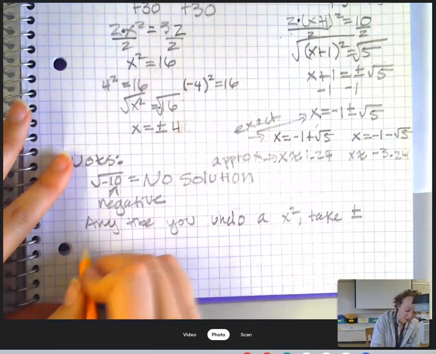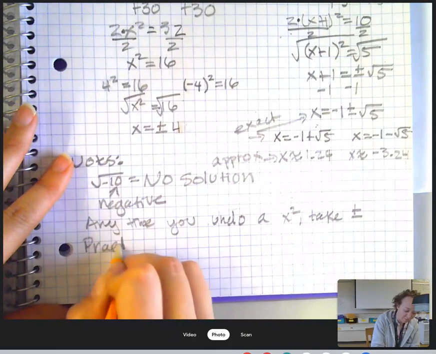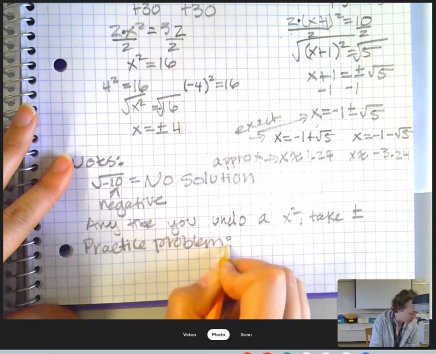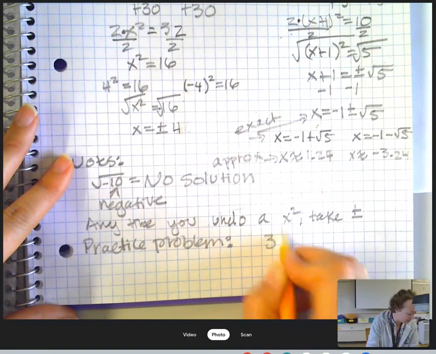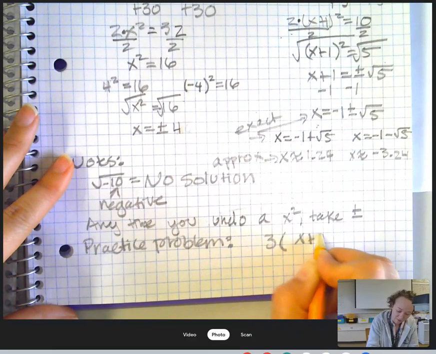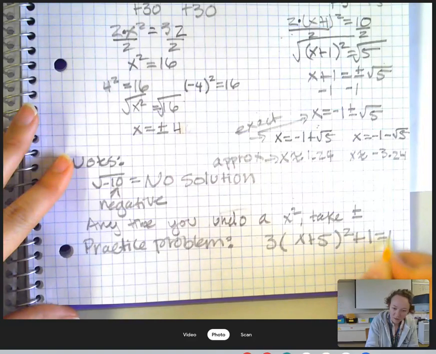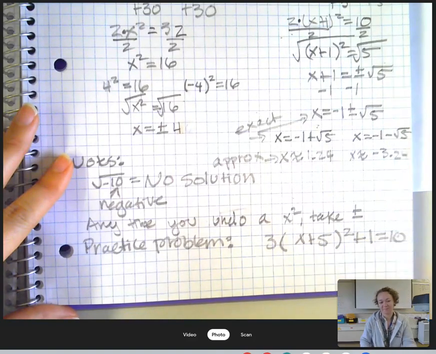All right, let's do the practice problem. Please solve 3 times (x plus 5) squared plus 1 equals 10. Good luck.